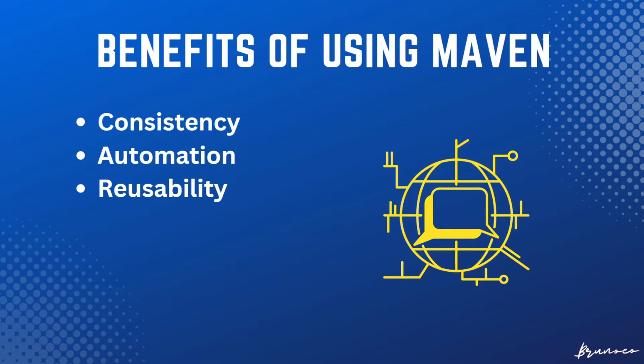The main benefits of using Maven include consistency, automation, reusability. Consistency in this context refers to Maven providing a standardized build process, ensuring that all developers on a project are using the same conventions and processes. With regard to automation, Maven automates many of the tedious and error-prone aspects of the build process, such as dependency management and documentation generation. Reusability. With regard to this, Maven allows developers to reuse code and libraries, reducing the amount of code that needs to be written from scratch.